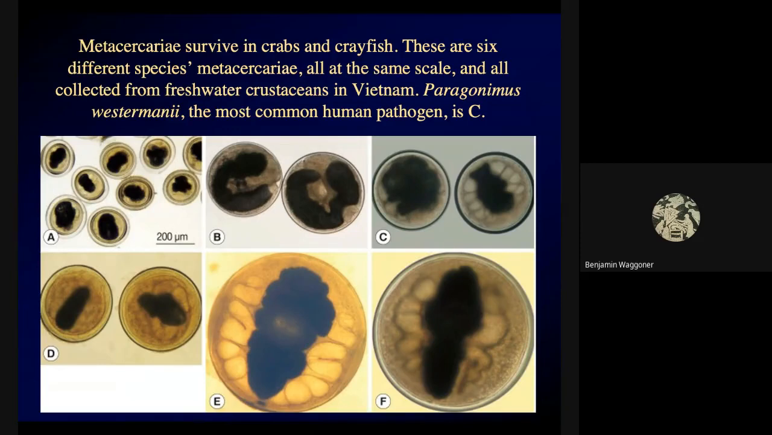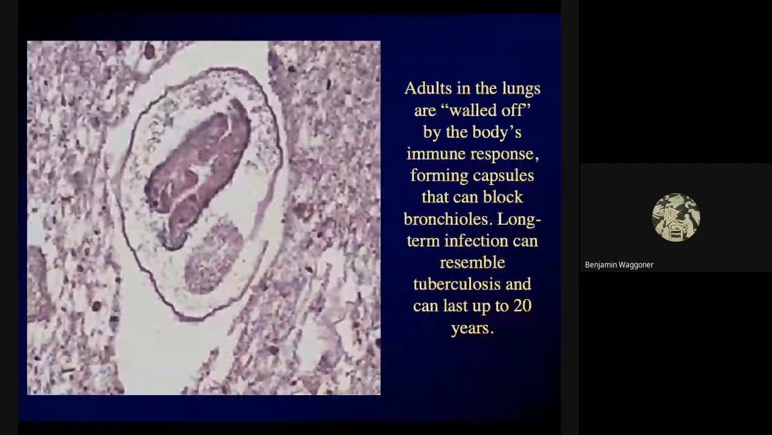And this is what the adults look like in a biopsy. That's a thin section through somebody's lung. Now, when your lung gets infected, what the body will try to do is seal off the infection so that it can't spread. This is what happens in tuberculosis, for example. Your body tries to wall off the foci of infection, and you get these nodules inside your lungs. You get similar nodules if you get infected with Asian lung flukes. Those nodules can actually block the smaller air passages in your lungs, the bronchioles.